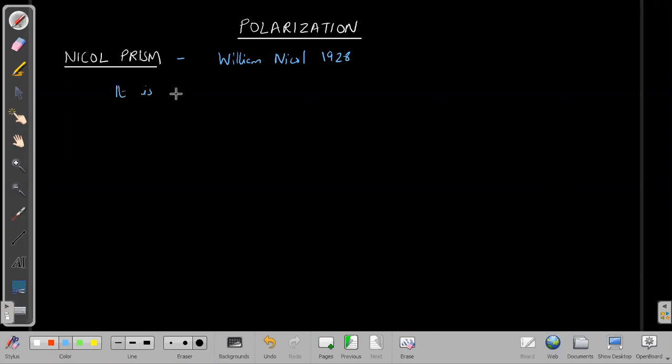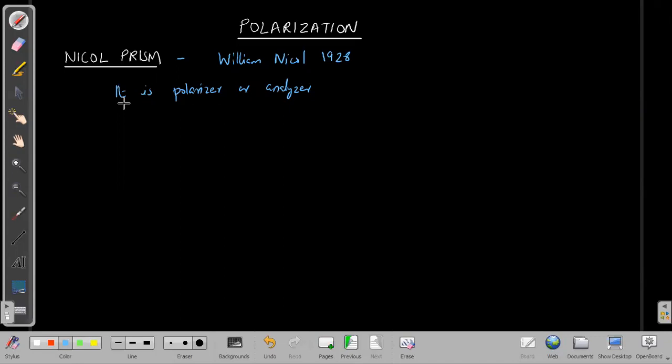So it is basically a polarizer, or it can also be used as an analyzer. Now, what is meant by polarizer? Polarizer is a device which converts an unpolarized light into a polarized light. An analyzer can be used to check the state of polarization of polarized light.